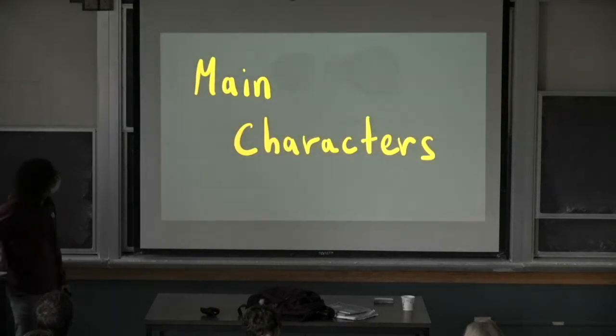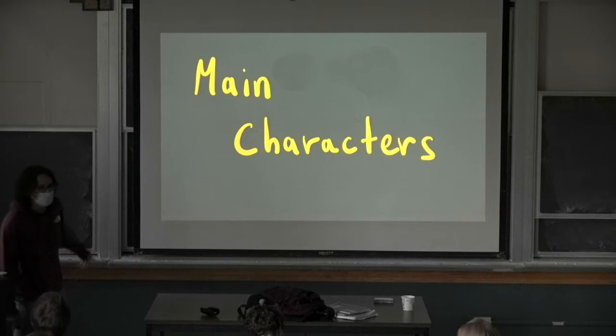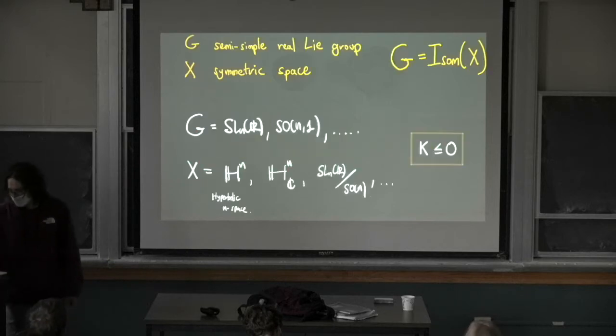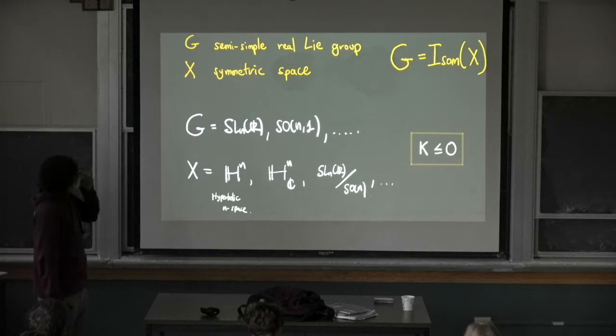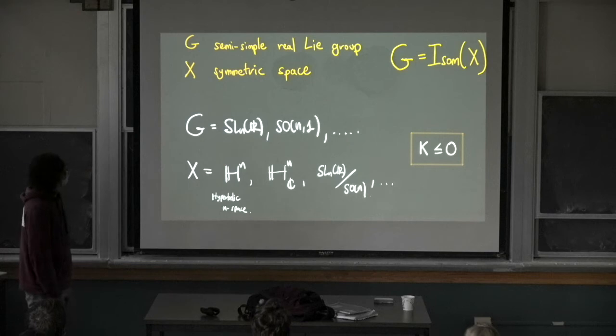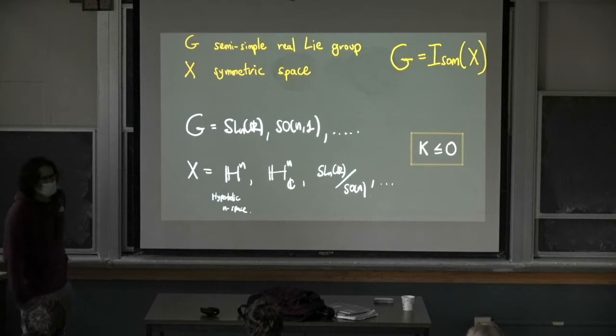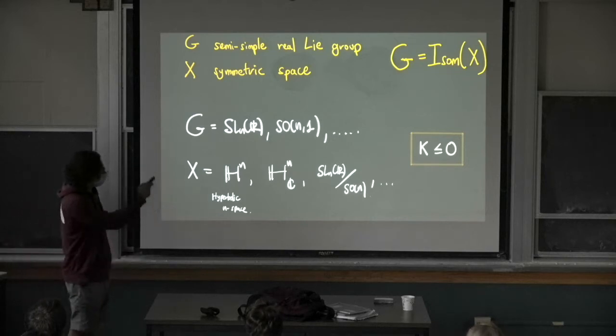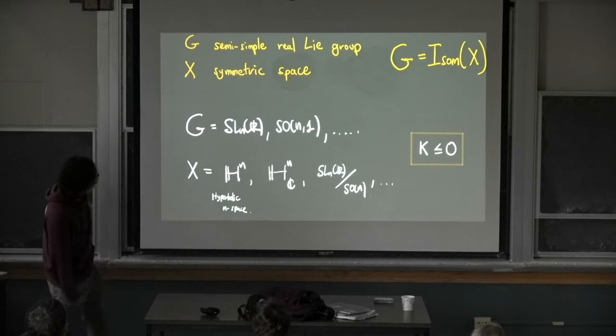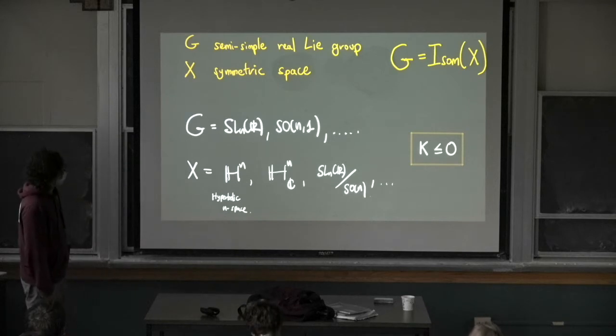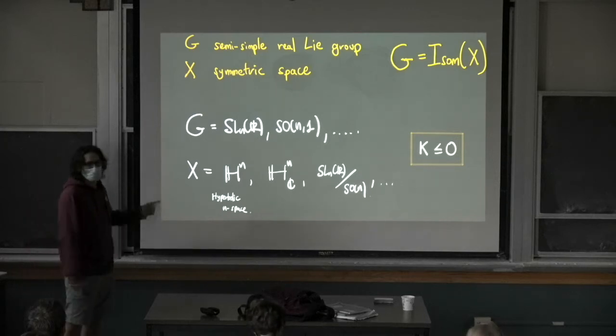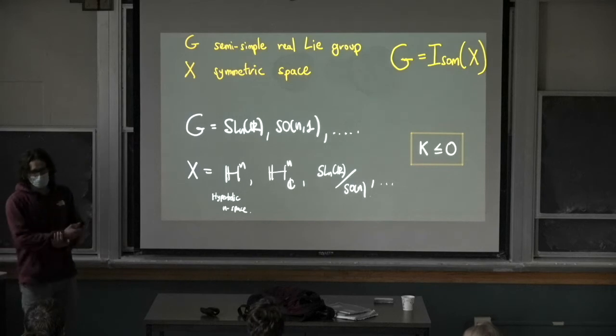This thing doesn't work. So, okay, the main characters of this story are lattices. Let me explain more or less the framework. G is going to be a semi-simple real Lie group. X is a symmetric space, and I think about the group G as the group of isometries of that space. Maybe the simplest example would be when X is the hyperbolic plane, and G is the group of isometries of the hyperbolic plane, that is PSL2R.